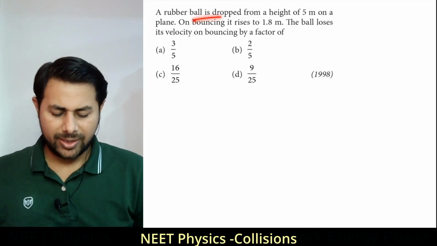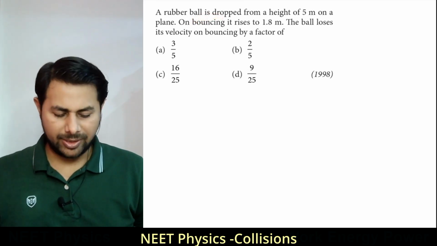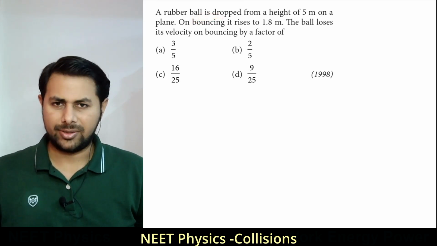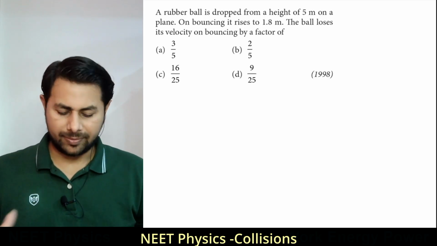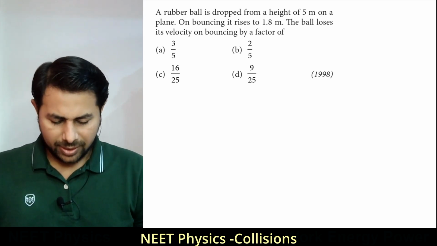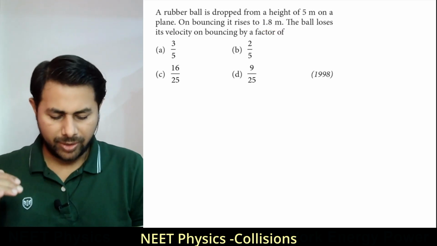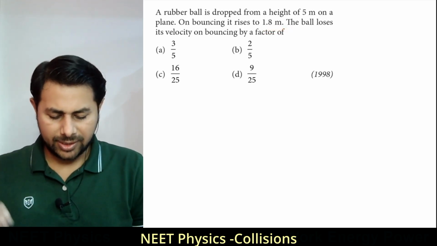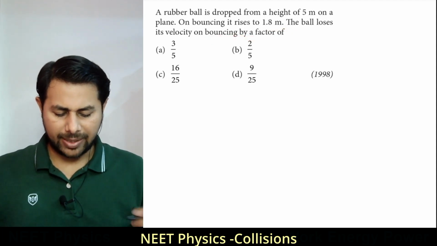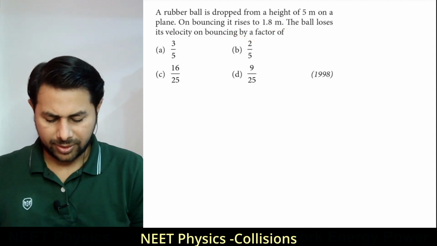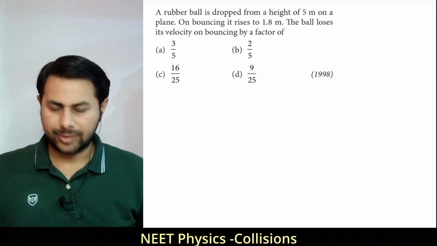A rubber ball is dropped from a height of 5 meters on a plane. On bouncing, it rises to 1.8 meters. The ball loses its velocity on bouncing by the factor of. This is the question. So how do we solve this?